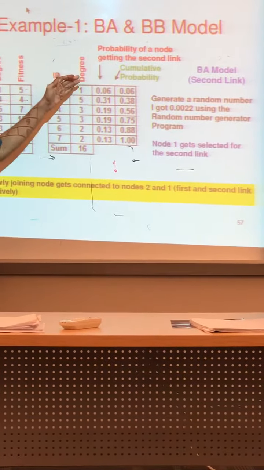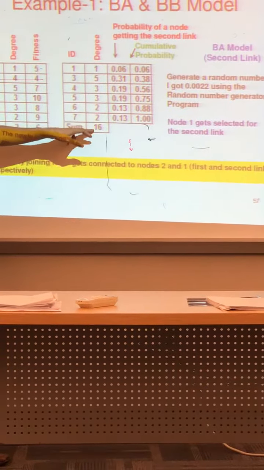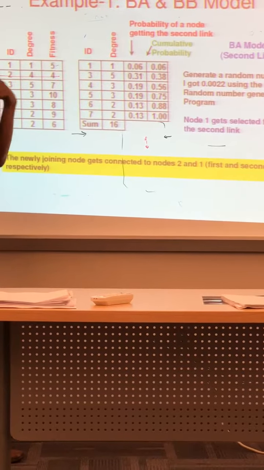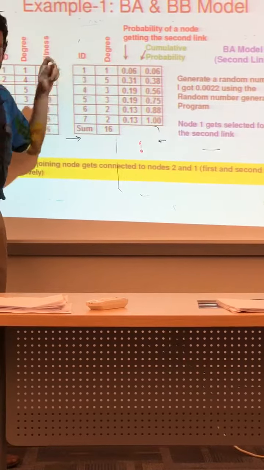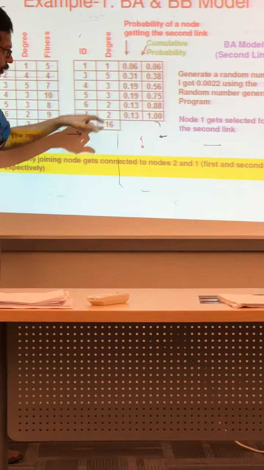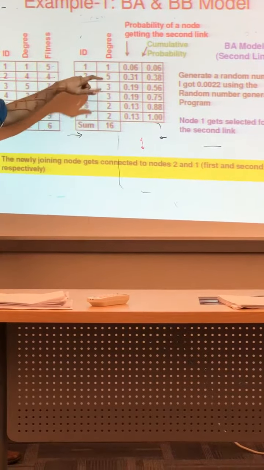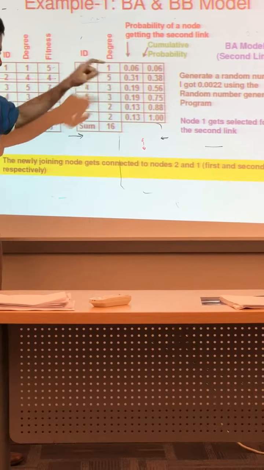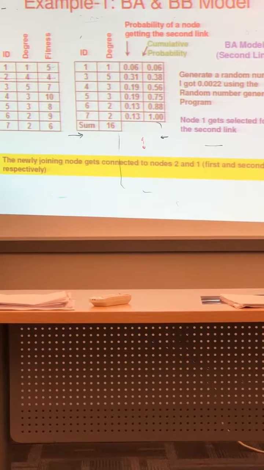So we repeat the same process. Sum all the degrees, which is 16 now, and divide each individual degree by the sum. So 1 divided by 16 is 0.06. 5 divided by 16 is 0.31, and so on.